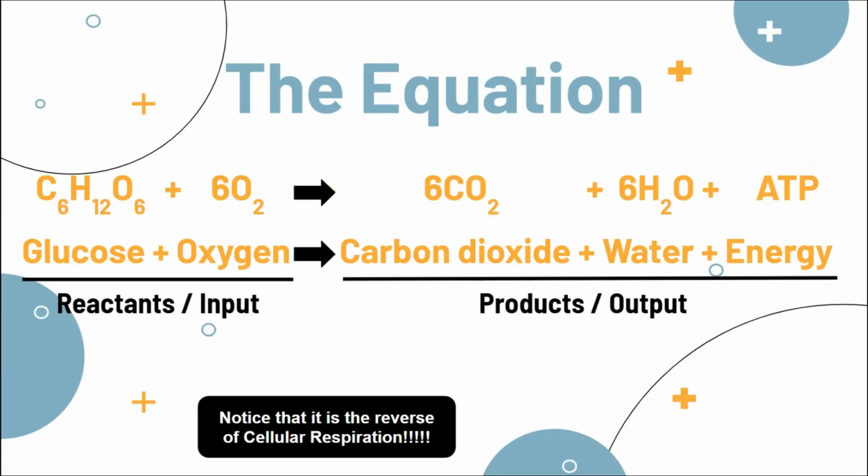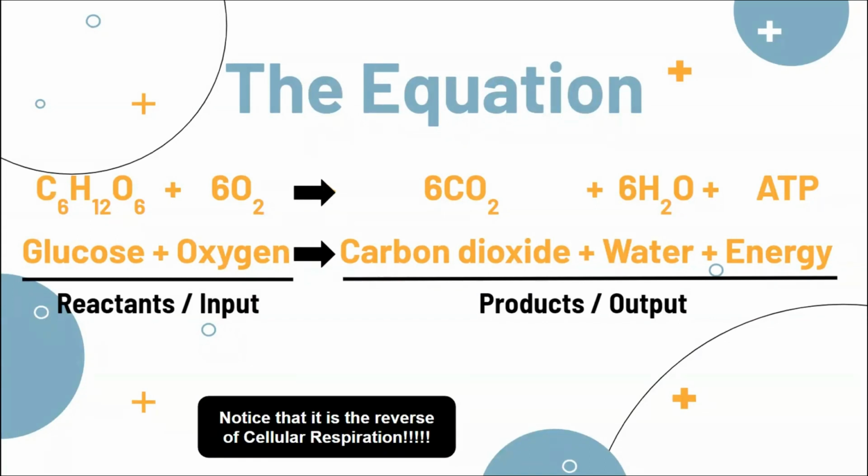Here's our equation. Let's write this down. We have the chemical formula at the top, and then we have the more English scientific terms at the bottom. We also need to label that we have the reactants, which are the input, and the products, which are the output. So again, glucose and oxygen are what are needed to get started. Without either one of those, the process will not happen.